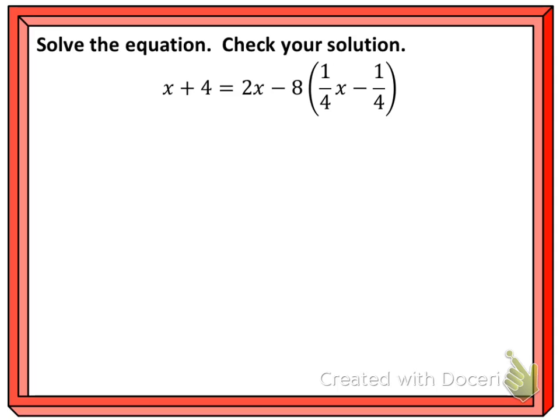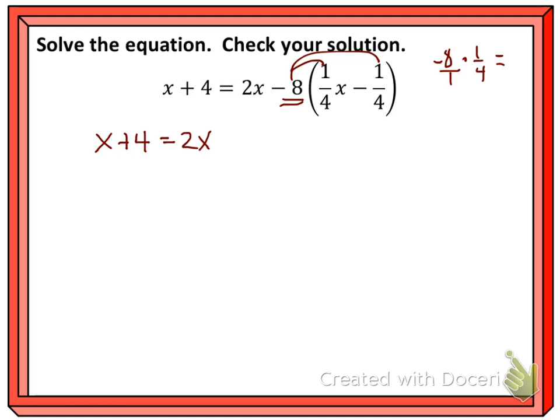So notice that you do have a set of parentheses, so we have to deal with distributing this -8 through these parentheses here. On the left-hand side, it stays the same: x plus 4 is equal to 2x. Now when I distribute this -8, I've got a -8 that I'm multiplying times 1/4. I put that -8 over 1 when I'm multiplying fractions, and I do top times top and bottom times bottom.